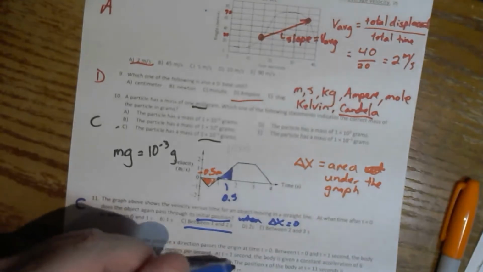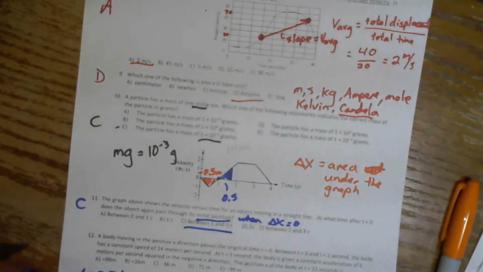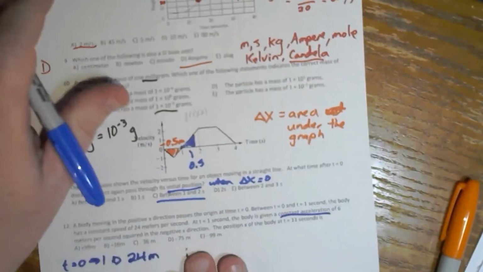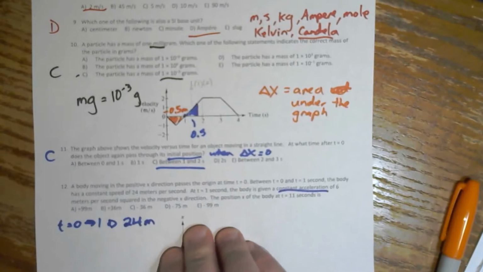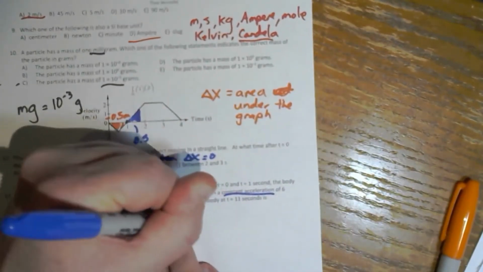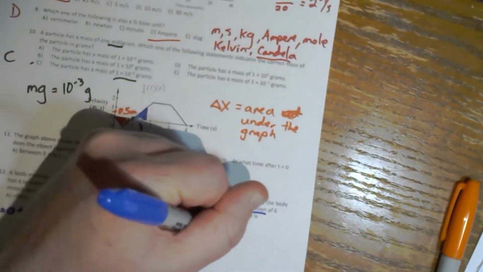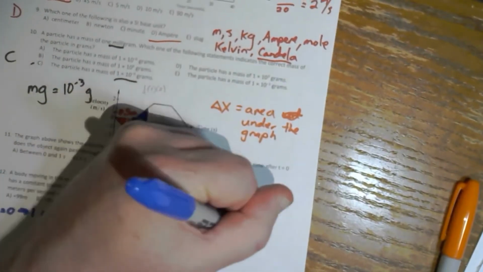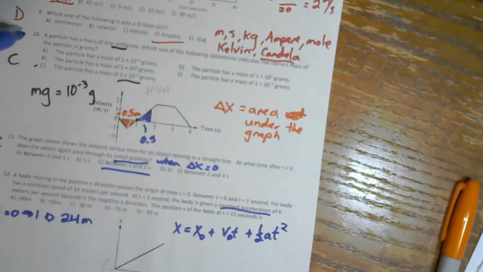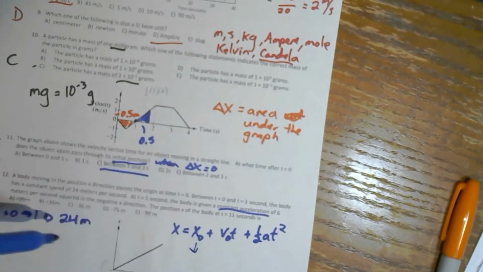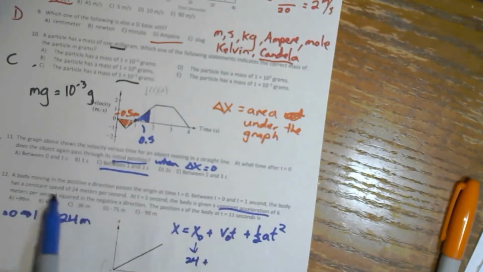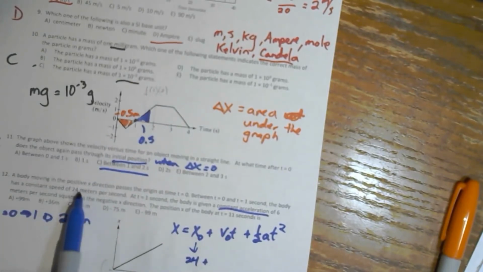And then at 1 second, the body has a constant acceleration of 6 meters per second squared. So when you see constant acceleration, remember, you need to be using kinematics. A kinematic relationship that describes position, I could use this one: x is equal to x naught plus v naught t plus 1/2 a t squared. Now we already know what the initial position is. It's 24 meters. Now the initial velocity is the same velocity which you started with.